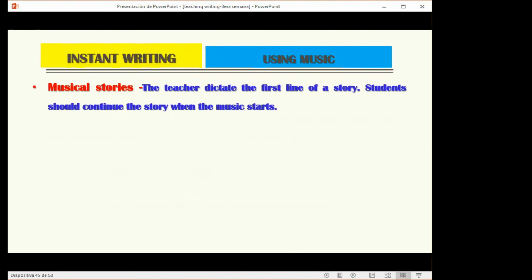Musical stories. The teacher dictates the first line of a story. Students should continue the story when the music starts.